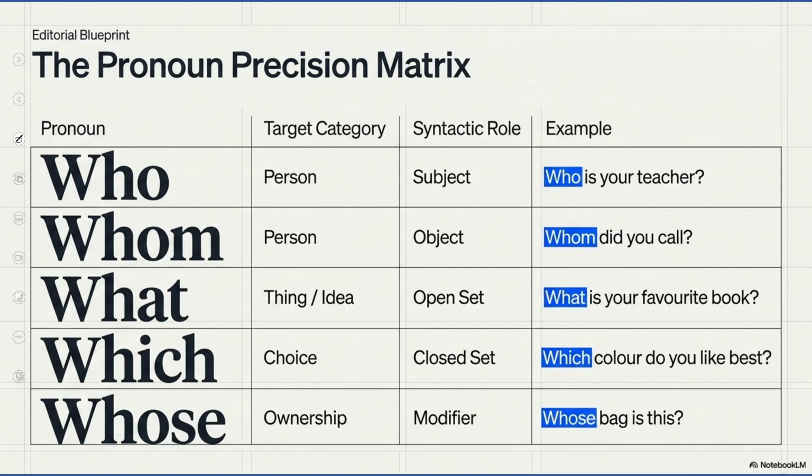Whose bag is this? Let's repeat. For person, who and whom. For thing or idea, what. If you have a lot of choices, you have to use which. And to understand the ownership, you have to choose whose.